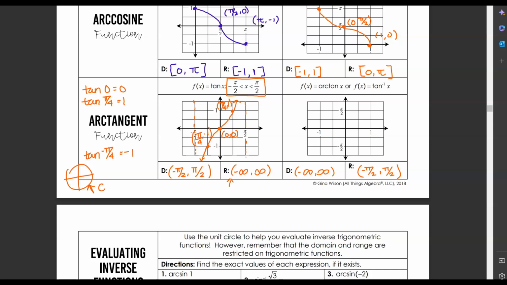So now we're going to see that replication here. At negative 1, we are going to be at negative pi over 4, which is going to be right here. So this is negative 1 comma negative pi over 4. At 0, 0, we're going to be there. And then at 1, we are going to be at positive pi over 4.